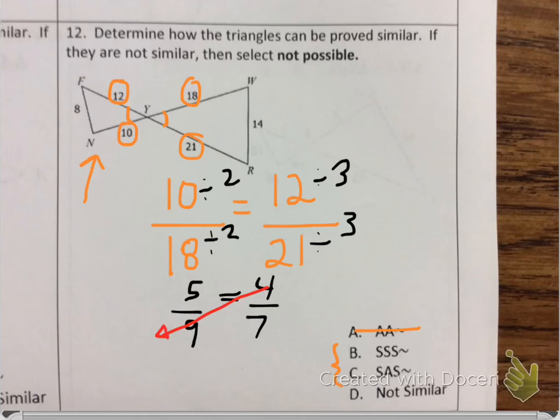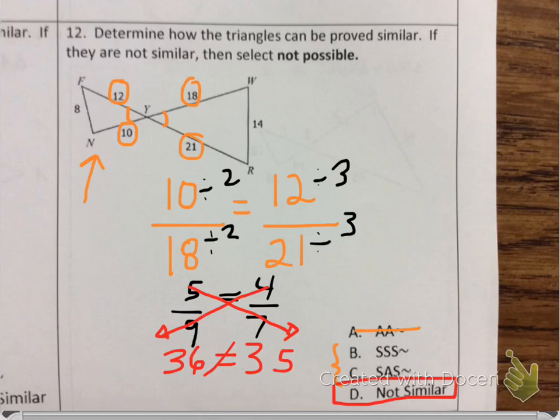Cross multiplying right away, 9 times 4 is 36. Bringing down your equal sign, I already saw the numbers were pretty small to identify. 5 times 7 is 35. We do not get equal ratios here. So 36 is definitely not equal to 35. So if we do not have the same scale factor, equal ratios, then these are not similar.